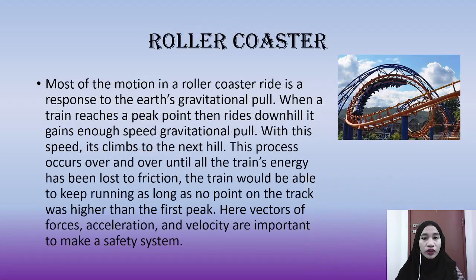The next is roller coaster. Most of the motion in a roller coaster ride is a response to the Earth's gravitational pull. When the train reaches a peak point, then rides downhill, it gains enough speed from gravitational pull. With this speed, it climbs to the next hill. This process occurs over and over until the train's energy has been lost to friction. The train will be able to keep running as long as no point on the track is higher than the first peak. Here vectors of forces, acceleration, and velocity are important to make a safety system.